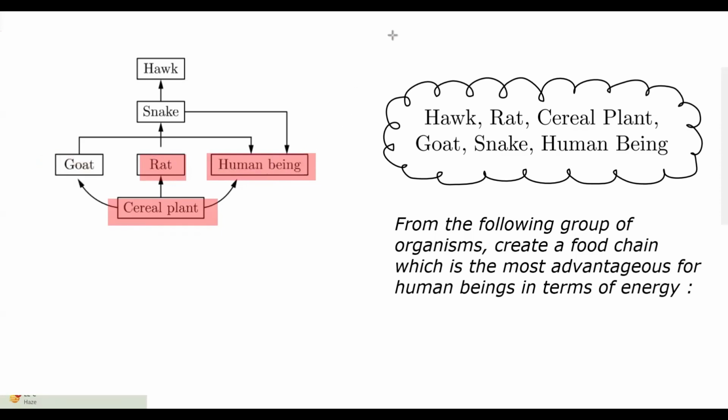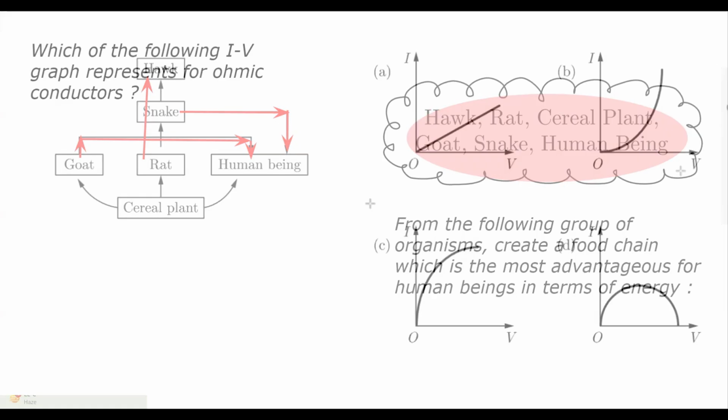Now, we further see that this rat can be eaten by snake, and even a rat can be eaten directly by hawk. Now, the goat is also eaten by human being. Not in every human being, but in some parts of the world, snakes are also eaten by human being. So this is what the complex network of food chains will make from the following organisms.